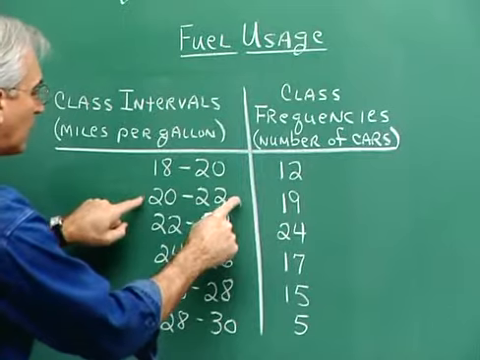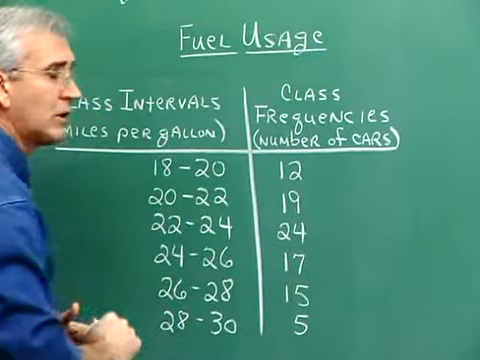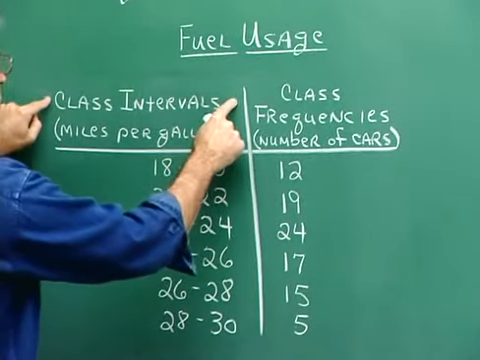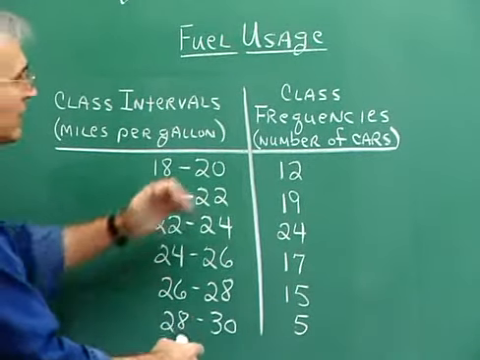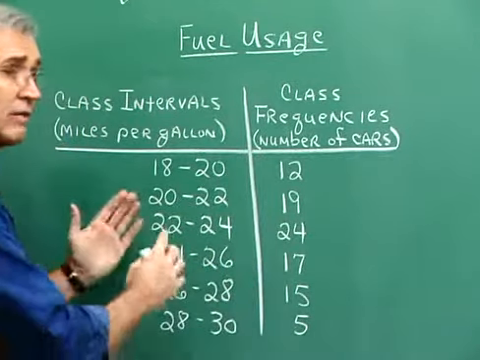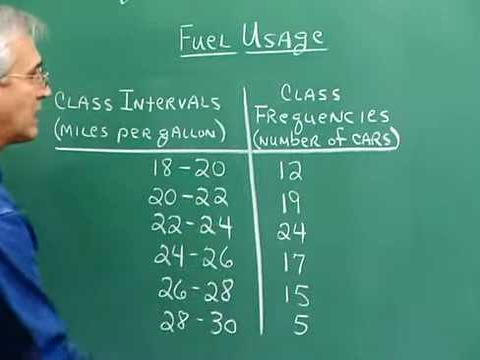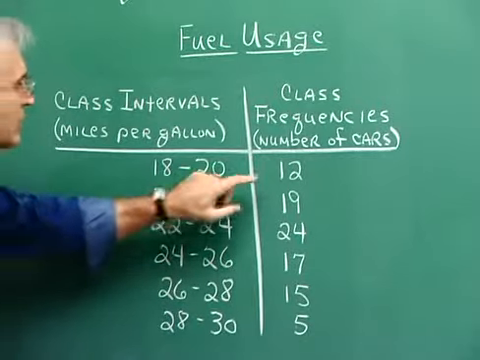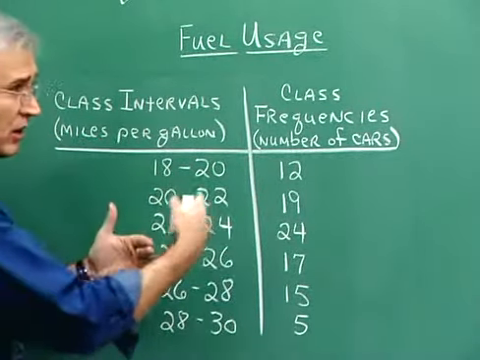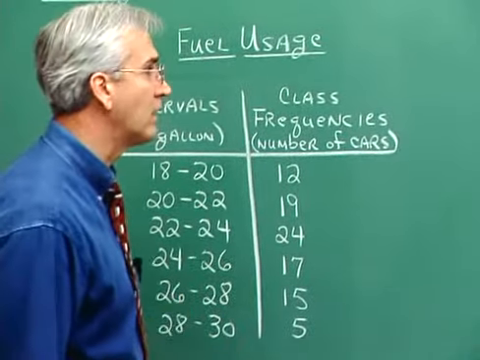And in the interval 20 to 22, 19 automobiles fell into that category. As I say, these are called class intervals, and these are called class frequencies, the number of cars that fall within the interval. Then you take these numbers and associate them with the interval, and you get the bars on the bar graph, or on the histogram.